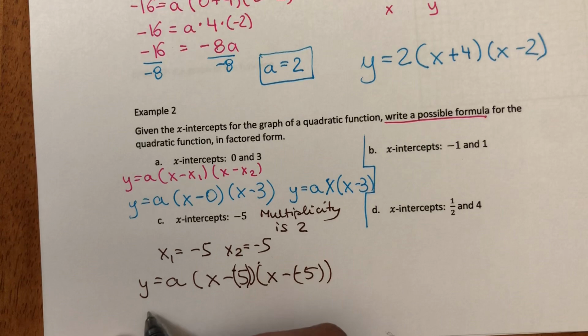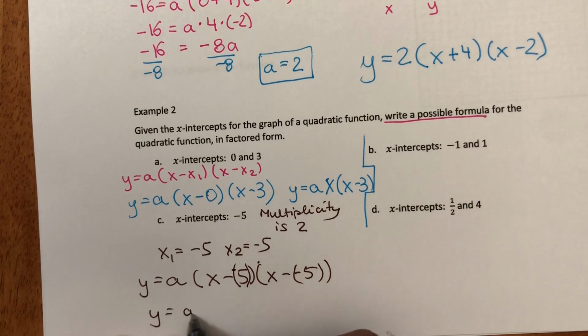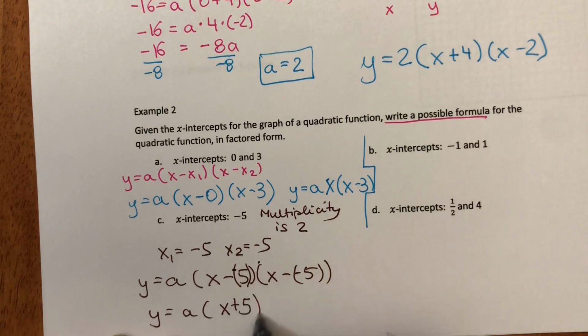And we can clean this up a little bit. Y is equal to a, x minus minus gives me +5, and because this expression happens twice, I can just say squared. All right, take a look at this one again. This one is any quadratic function, so I am keeping a. We didn't have enough information to figure a out.